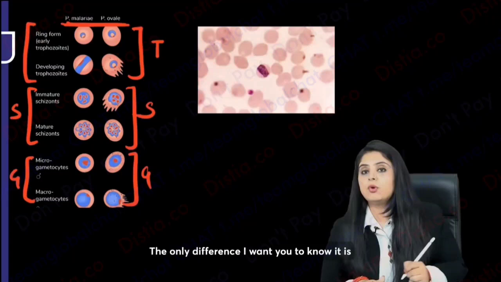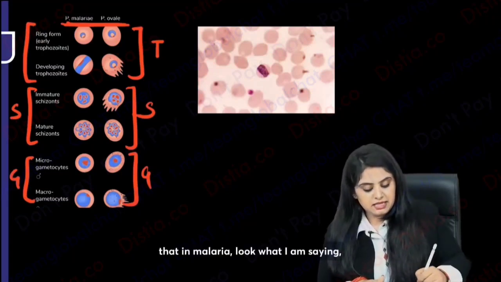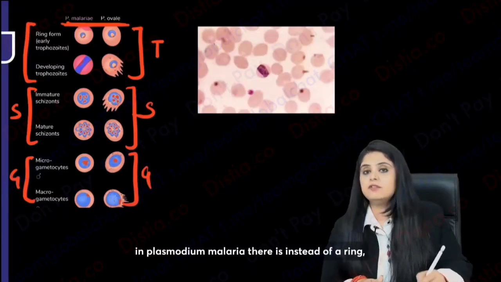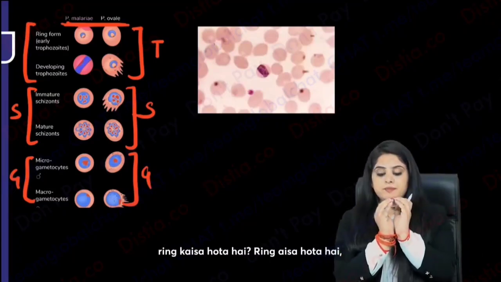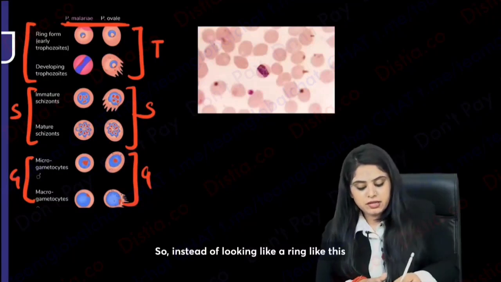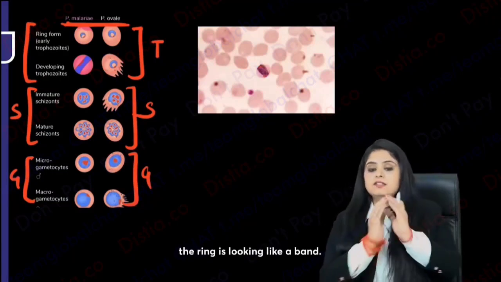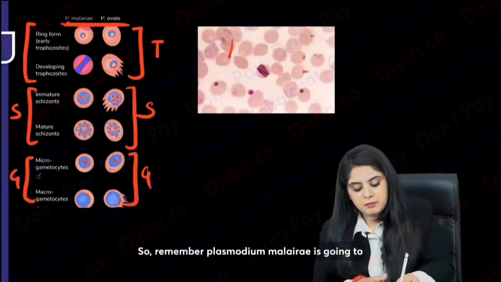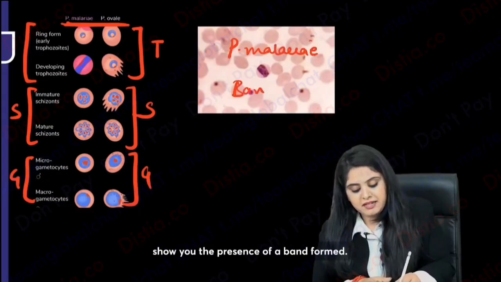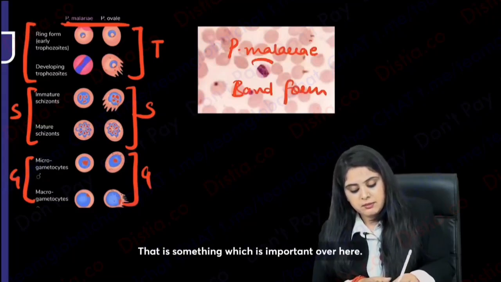The only difference I want you to know is that in Plasmodium malariae, instead of a ring, which looks like this, it is a squeezed ring. The ring gets squeezed. So instead of looking like a ring, it looks like a band. So remember, Plasmodium malariae is going to show you the presence of a band form. That is something important over here.